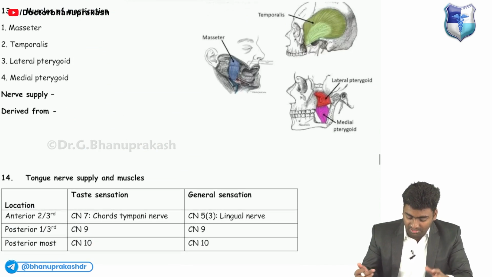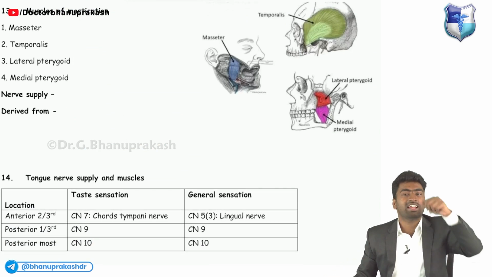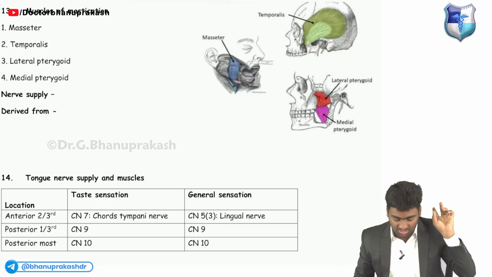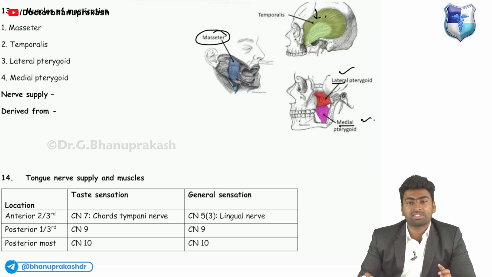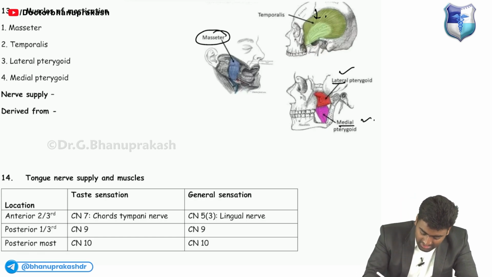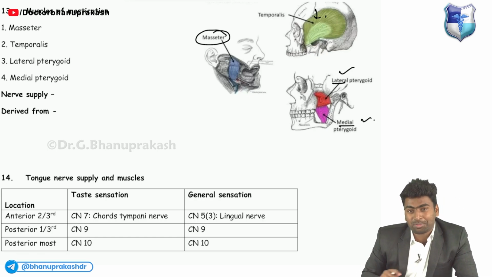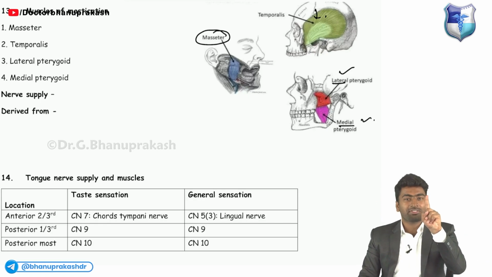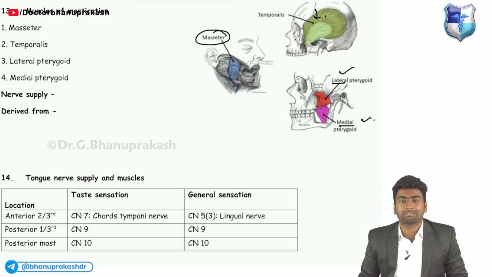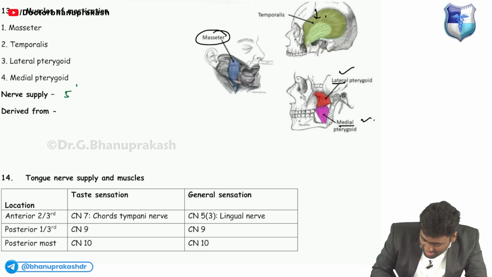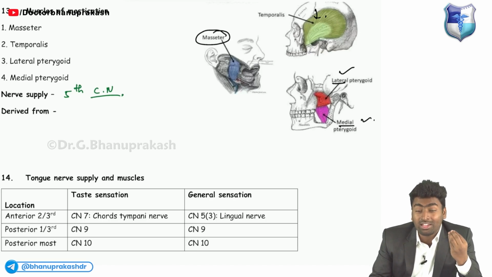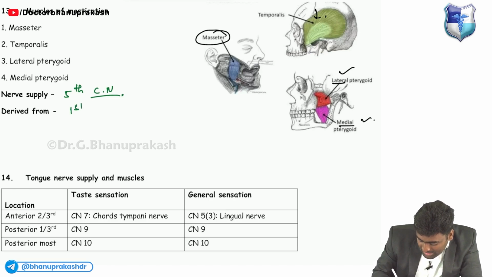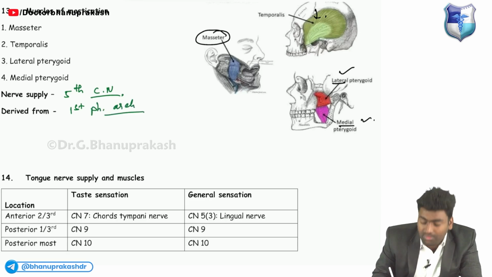Right? And about the muscles of mastication, as I told you, they are derived from the first pharyngeal arch. These muscles include the temporalis muscle, the masseter muscle, and two pterygoids: the lateral pterygoid and the medial pterygoid. Right? These are the muscles of mastication, and the nerve supply of these muscles, what is it? The first pharyngeal arch will be supplied by which nerve? Yeah, guys? It is the fifth cranial nerve. What is it? The mandibular part of the trigeminal nerve. It is derived from the first pharyngeal arch.